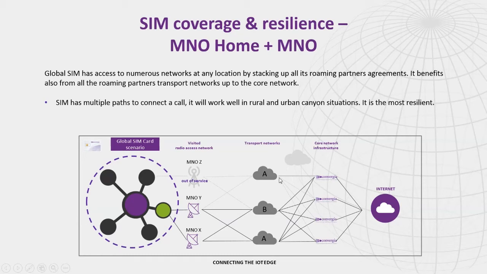And in the transport network, if I have an issue, let's say a cable has been cut between the cell tower and the core, we have many other options. So we always have a fallback option to have access to the internet with our solution. So this is why we are more resilient and we have more coverage at the same time.